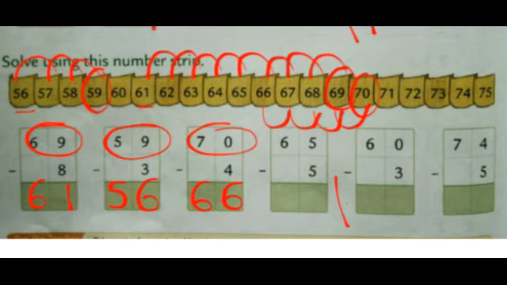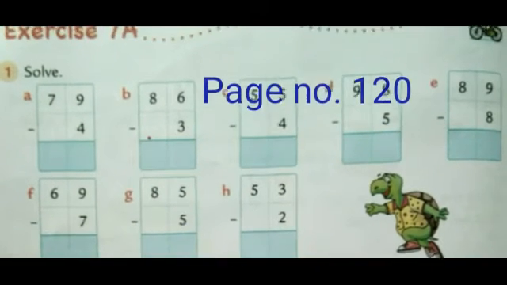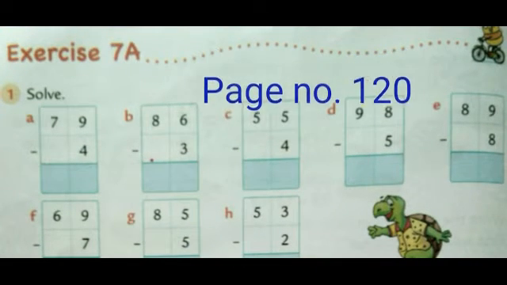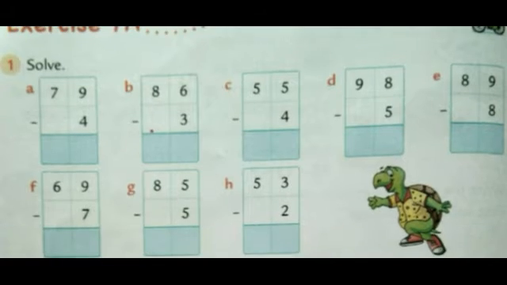So I would like you all to try these 3 as homework. Okay? Now we move on to the next page. Page number 120 and exercise 7a. Now we have to solve without using a number line or without counting forward. Or if you wish, you can use it, and we can subtract.